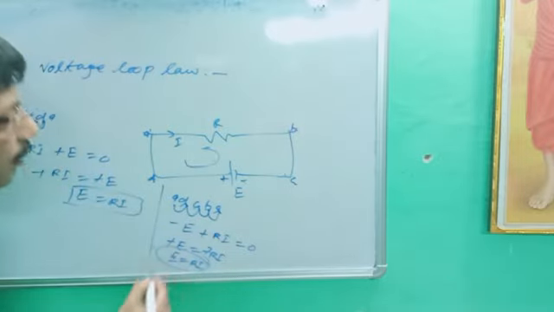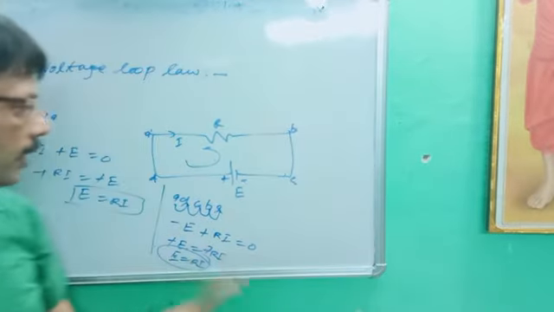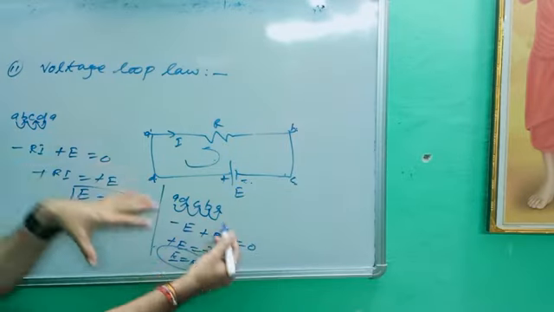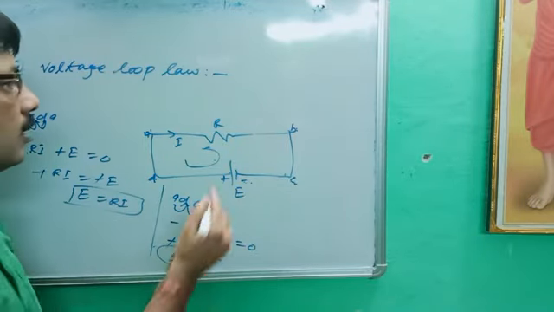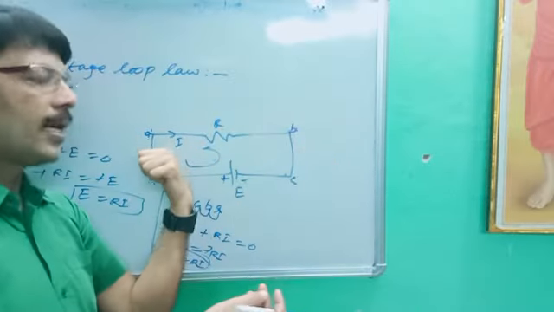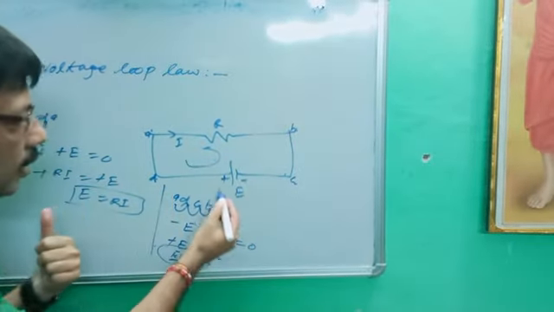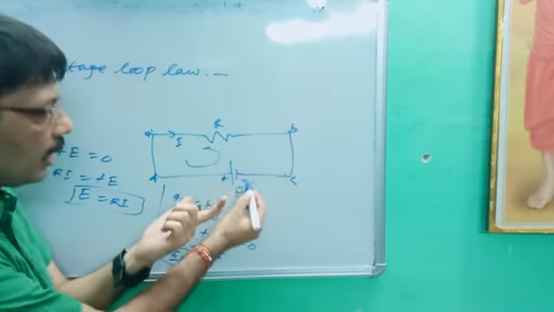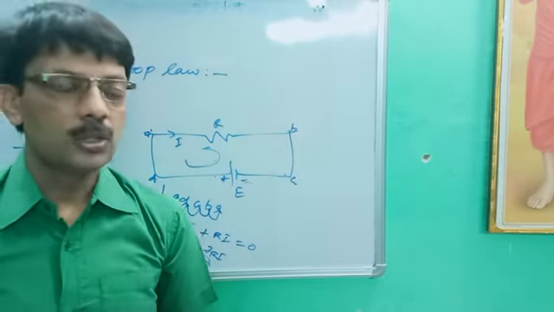Alright, so this is all about the introduction of Kirchhoff's law. Are you getting it? In both conditions, clockwise or anti-clockwise, you are getting the same answer. But these signs should be very clear. In the direction of current, it will be negative. In the opposite direction of current, it will be positive. And second, positive to negative, no doubt negative, and negative to positive, it will be positive. Okay, so that's all for today.